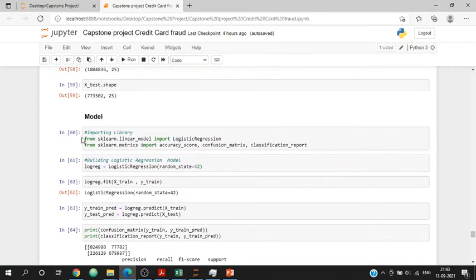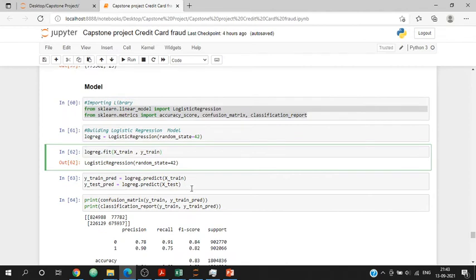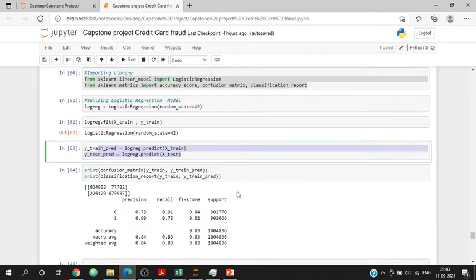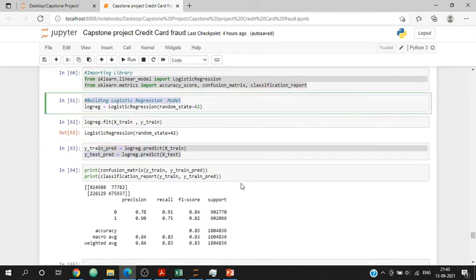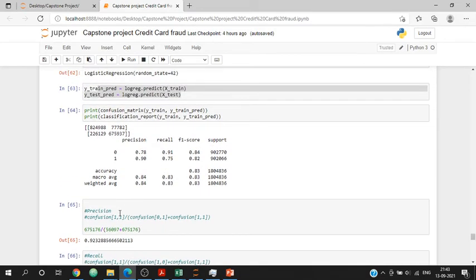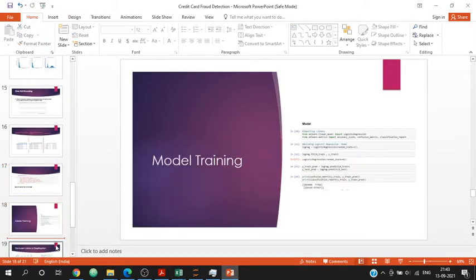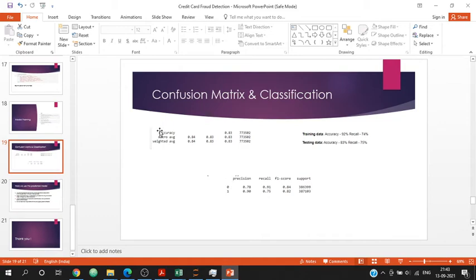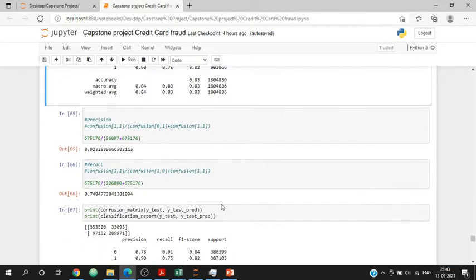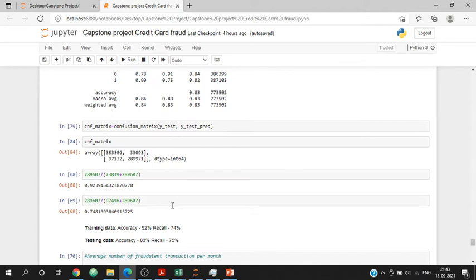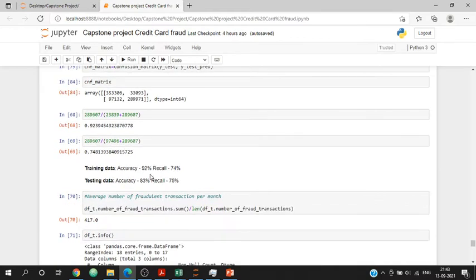This is the place where I'm training the model and predicting using logistic regression. As you can see, the precision and confusion matrix are here. I show it here also. Coming to the accuracy, the training data accuracy is 92, recall is 74%, testing data accuracy is 93, sorry, recall is 74%.